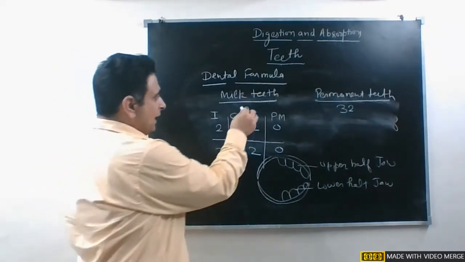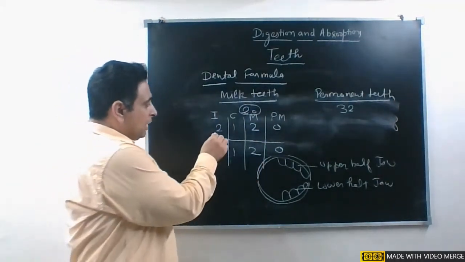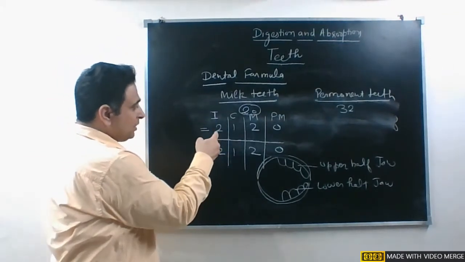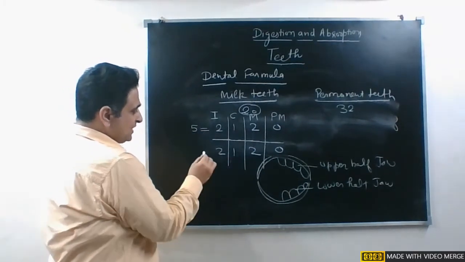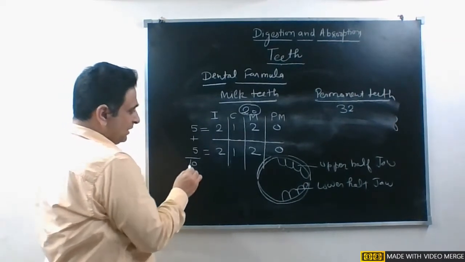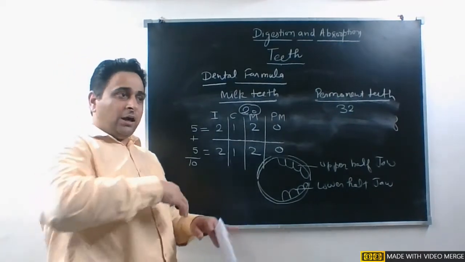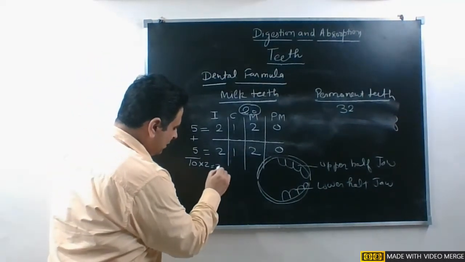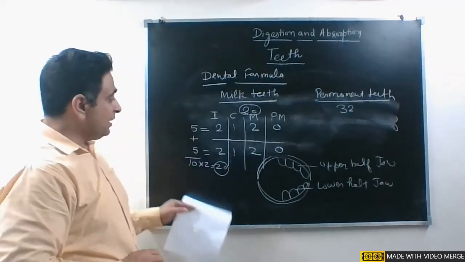Now, how we can calculate the total number of teeth? This is the count of teeth present in upper half. So, how many teeth are present in the upper half? 2 plus 1 plus 2, that is 5. And similarly, lower half, that is 5. So, 5 plus 5 is 10. This is for upper half and lower half, and for the complete upper and complete lower, multiply by 2, that is 20. So in this way we can calculate the dental formula.